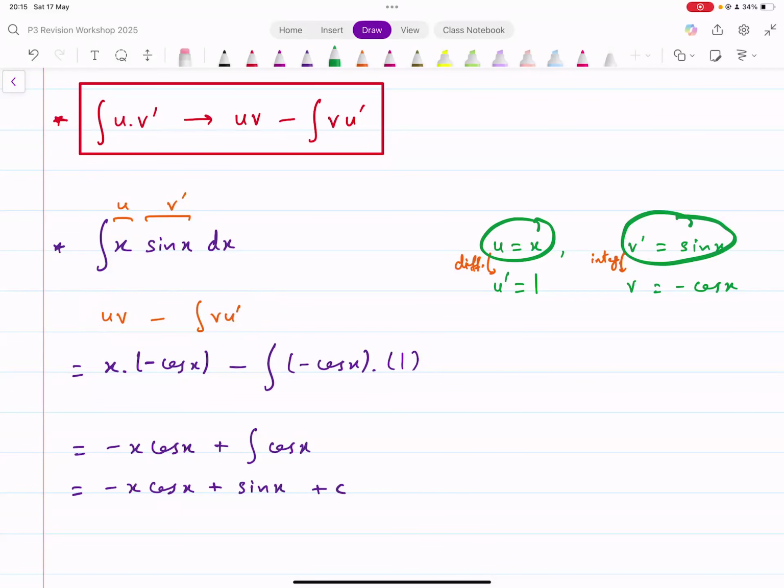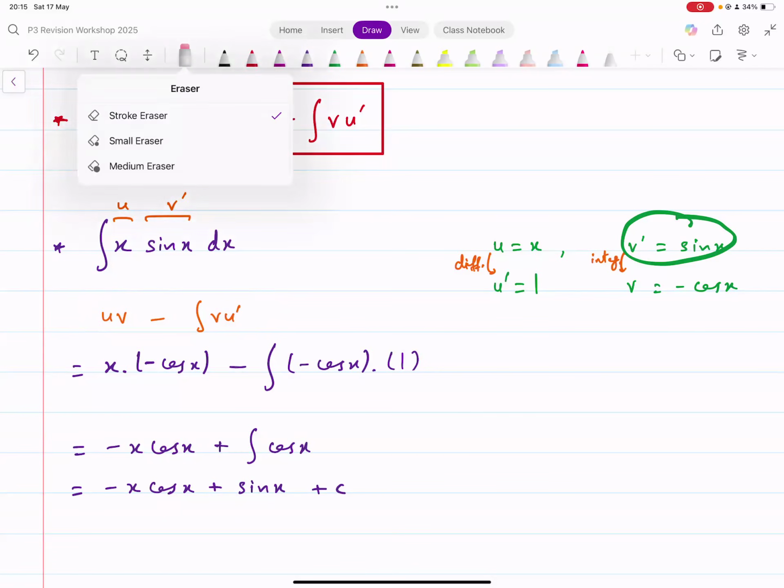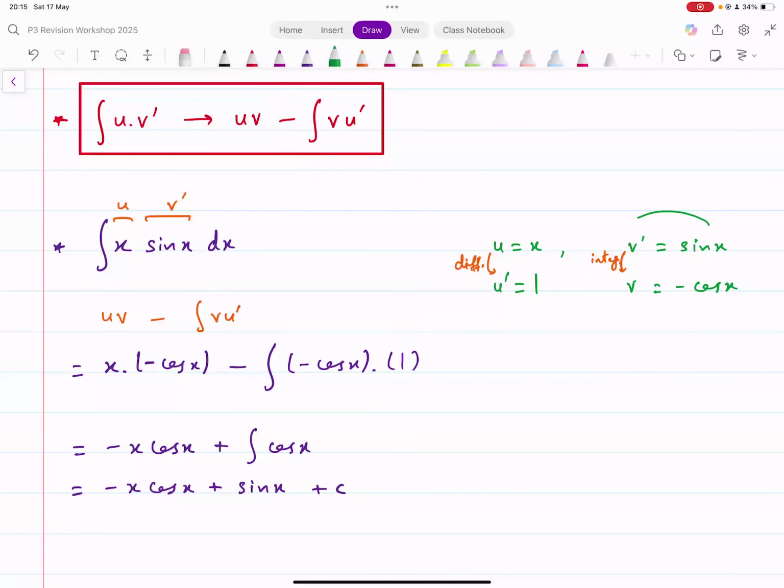From u, you can find u dash by differentiating. The derivative of x is 1, so u dash equals 1. V dash is sine of x, integration of sine x is minus cos x, so v turns out to be minus cos x. Now, once we've got these four values, u, u dash, v dash and v, we can just input them in this formula and then simplify that.